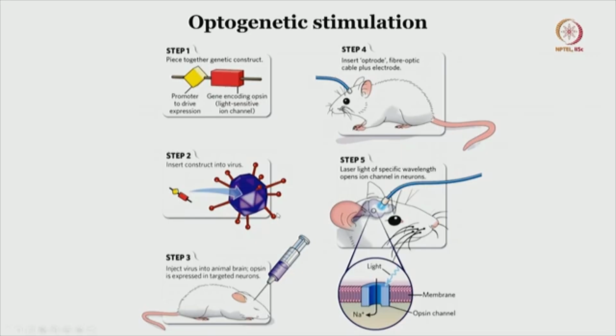So once that is done, then the optrode, that is a fiber optic cable plus an electrode, alright. Either you can use just a fiber optic cable or you can combine it with an electrode which can actually gather the electrical signals, not just stimulating and then seeing only the response. You can also record from the electrode, and that is called an optrode. But then it all goes to the same cannula that we have been discussing.